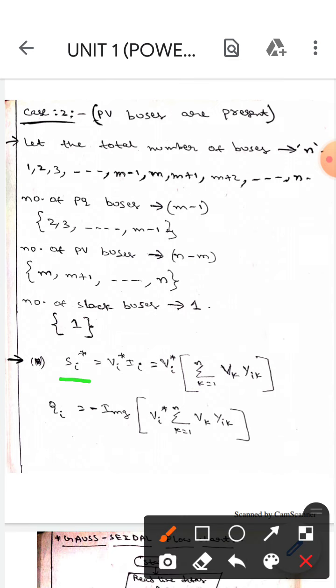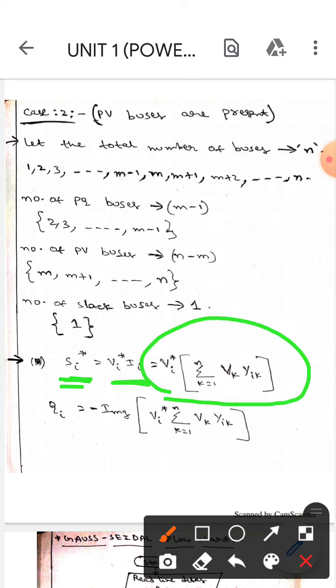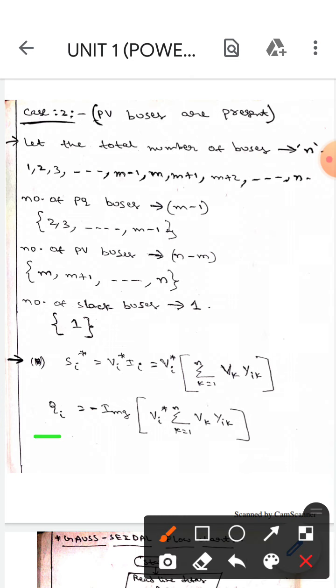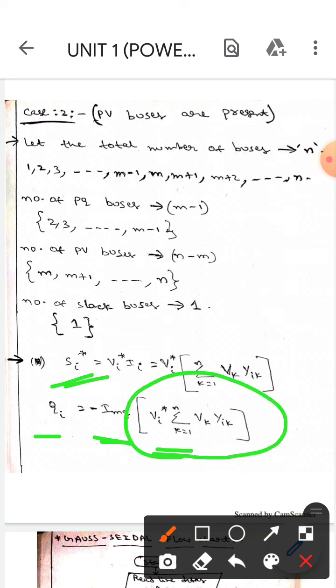And here we will use Si conjugate equals Vi conjugate into Ii, which equals Vi conjugate into sigma k equals 1 to n Vk into Yik. And also here Qi will be the negative of the imaginary part of this Si value.